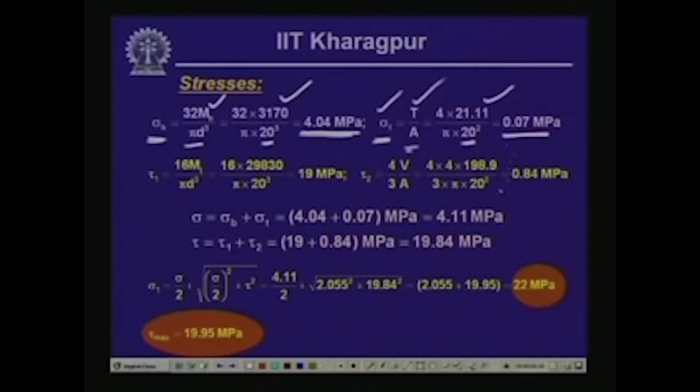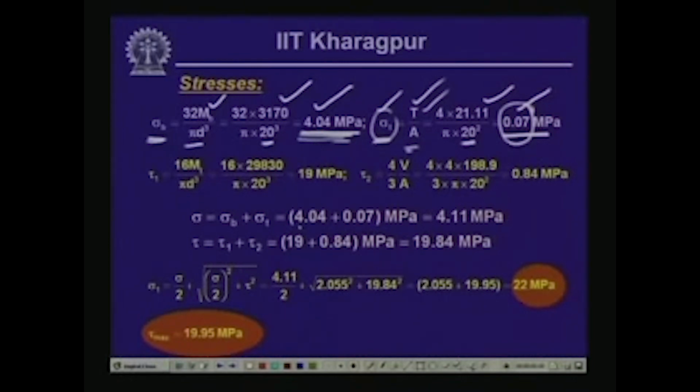Now, here you can look into these numerical values: the normal stress which is getting generated because of the axial pull is very small in comparison to the normal stress that got generated because of the bending moment Mb. So, this is insignificant in comparison to this bending stress.